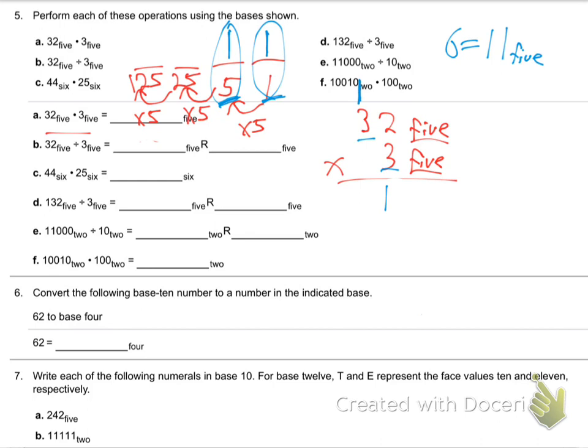Now let's do the next one. 3 times 3 is 9. Add 1 is 10. Now how do I write 10 in the base 5 system? Well, it's going to be 2 5s and no 1s. Because 2 5s is 10 and no 1s. It's 2-0, base 5, 2-0. And we're done with that problem. There's our first answer. So the answer here is 201 base 5. Let's try the next one.